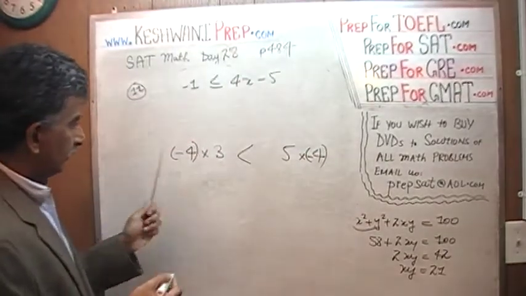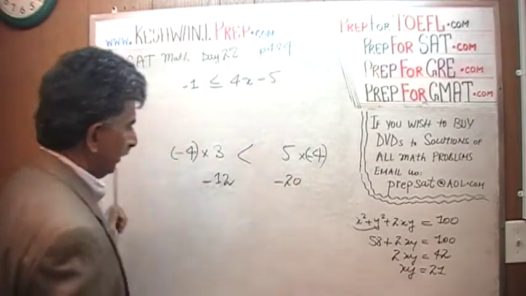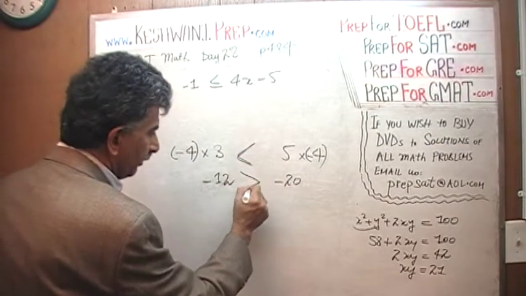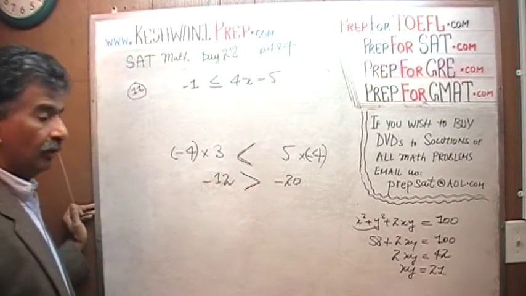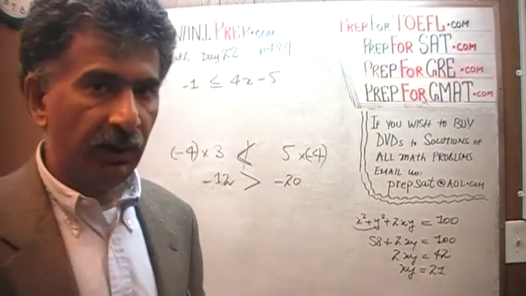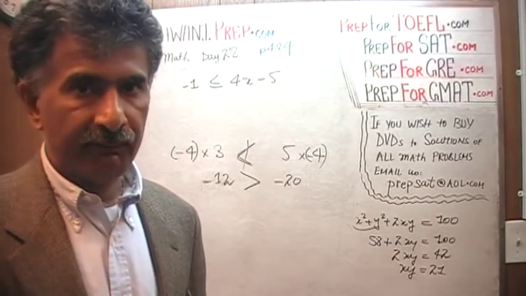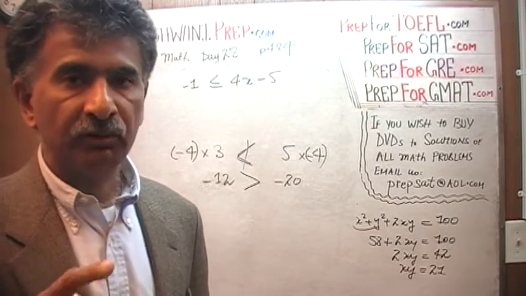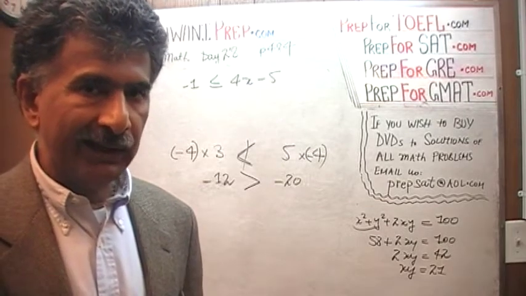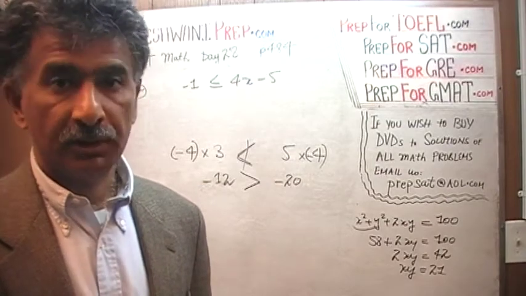Now -4 times 3 is -12, and 5 times -4 is -20, and -12 is no longer less than negative 20. Negative 12 is more than negative 20. It's no longer less than that. So the only thing that we have to keep in mind is if we multiply or divide an inequality by a negative number, then the direction of the inequality needs to be changed. So I'm going to say it one more time. If we multiply or divide an inequality by a negative number, then the direction of the inequality needs to be changed. Let's look at the scenario of division.